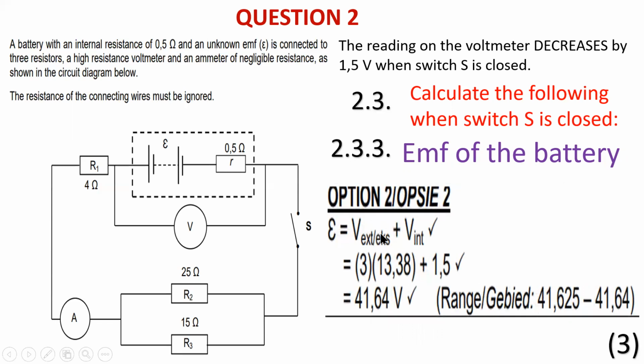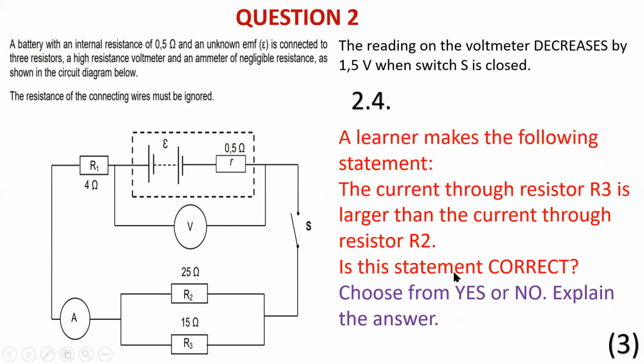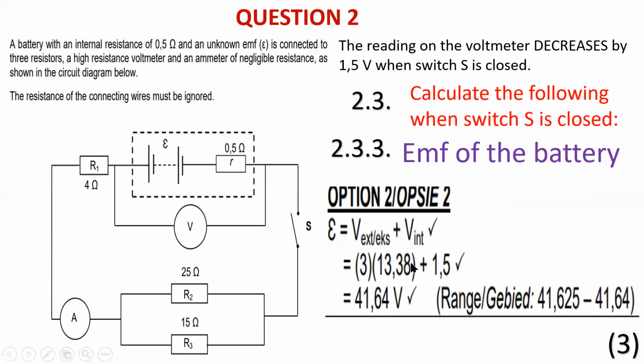Option 2, another option, as you see, we are calculating the external voltage by using I times R external, plus V internal. It means V lost, so we add the V internal. It's another option, it's the same thing. So maybe we can show these two are the same thing, option 1 and option 2.